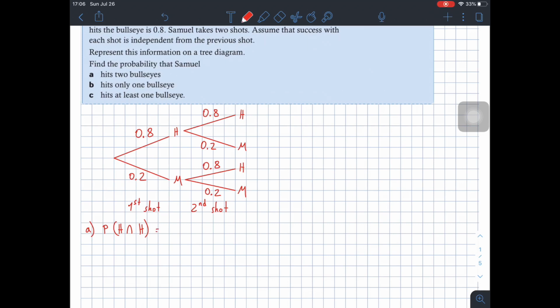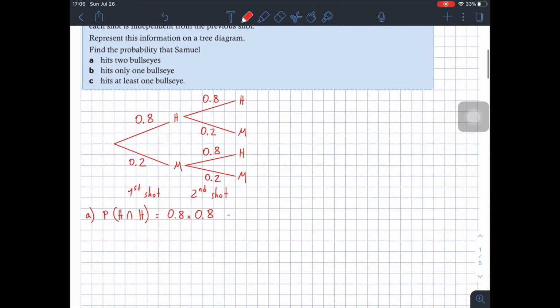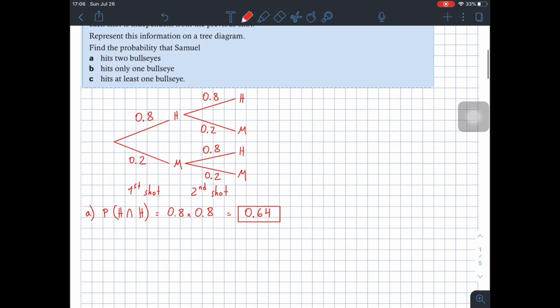Okay, so if we look at our tree diagram, we see that there's only one possibility for that, which is 0.8 times 0.8. Remember, these are independent events, and that's why we're multiplying the probabilities. So if we multiply this, we're going to get 0.64. This would be the result for hitting 2 bull's eyes.